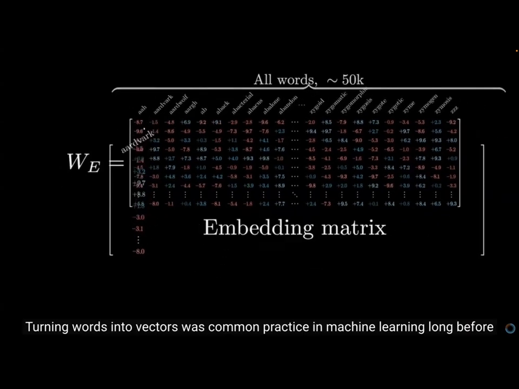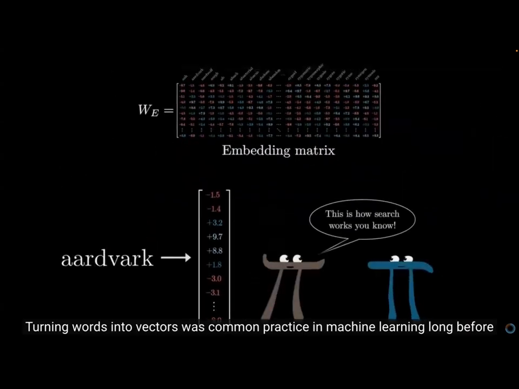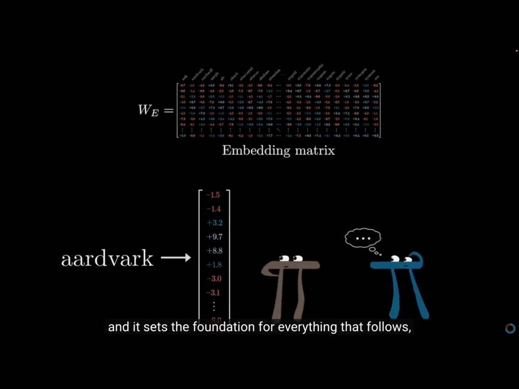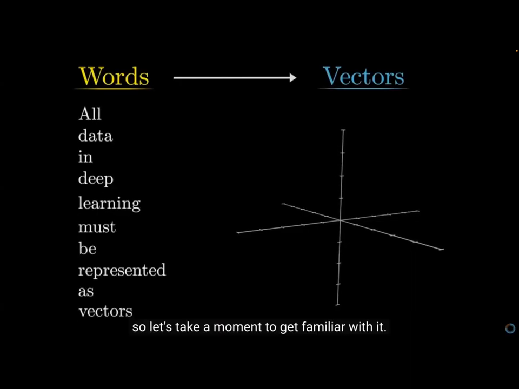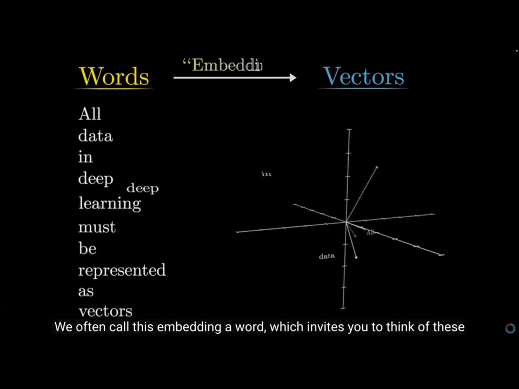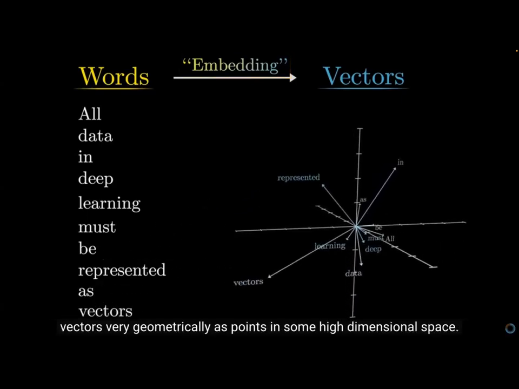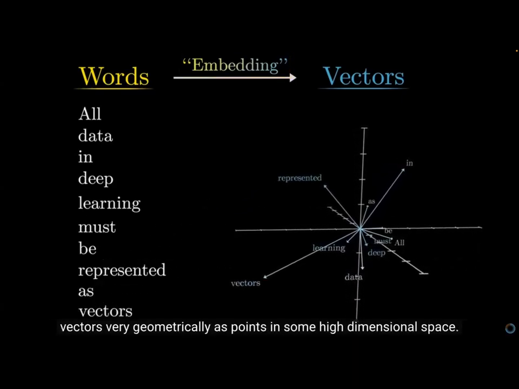Turning words into vectors was common practice in machine learning long before transformers, but it's a little weird if you've never seen it before, and it sets the foundation for everything that follows, so let's take a moment to get familiar with it. We often call this embedding a word, which invites you to think of these vectors very geometrically, as points in some high-dimensional space.